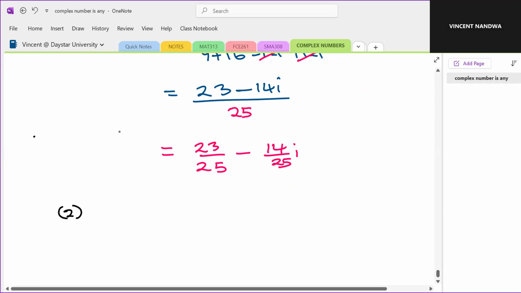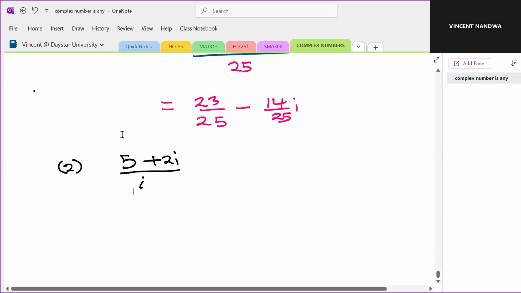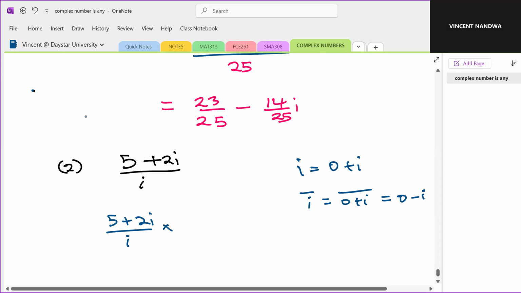Then example 2, simplify 5 plus 2i divided by i. So see that i is the same as 0 plus i. So when you say conjugate of i, we'll have conjugate of 0 plus i. So it'll give you 0 minus i. So then we'll have 5 plus 2i over i multiplied by negative i over negative i. So remember 0 minus i is just the same as minus i. So the conjugate of the complex number i is minus i.